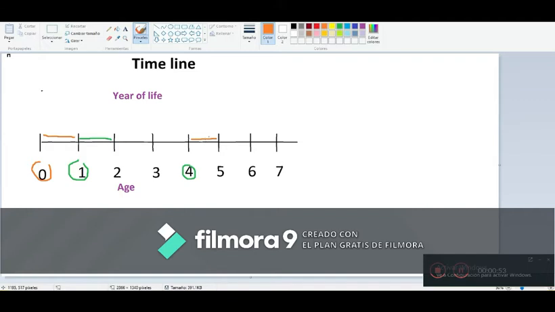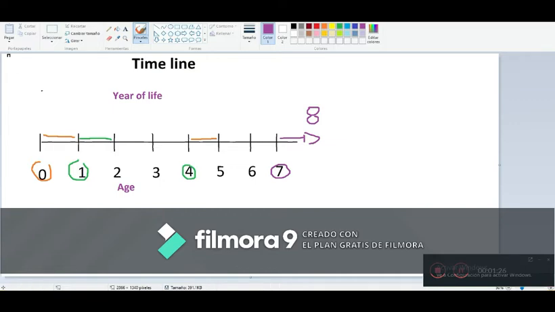Did you notice how the number of your age is always different from your year of life? For example, when you were 7, you will be in your 8th year of life. And when you were 17, you will be in your 18th year of life.